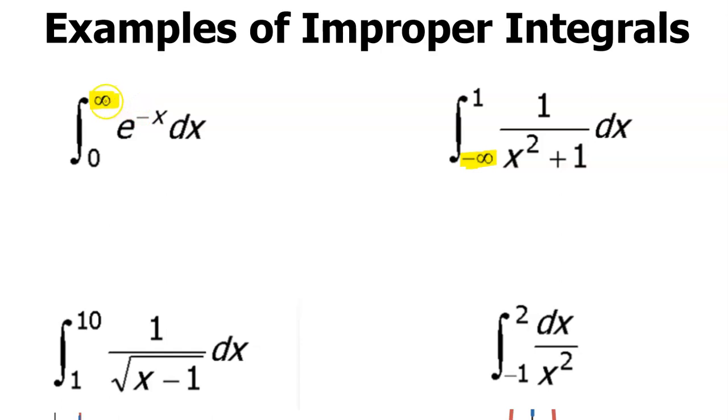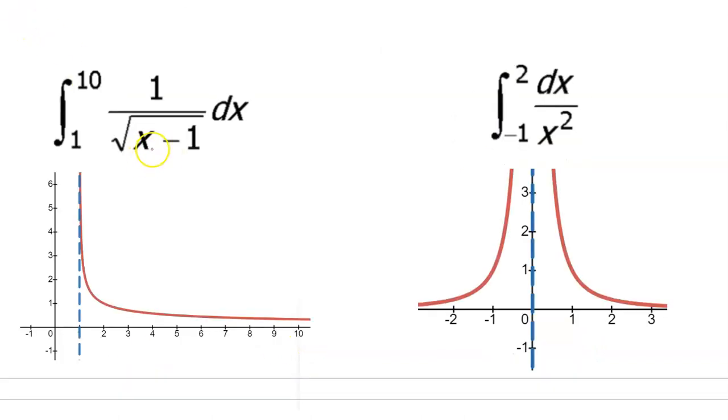You can see the infinity here and here on the first two examples, but what makes these second two examples improper? For the one on the left, if x is equal to 1, then we have 1 minus 1 giving us a 0 in the denominator. That's why we see this vertical asymptote at x equals 1.